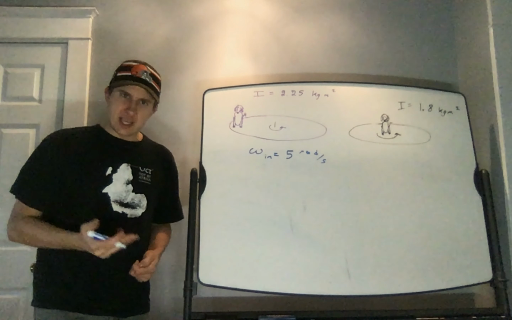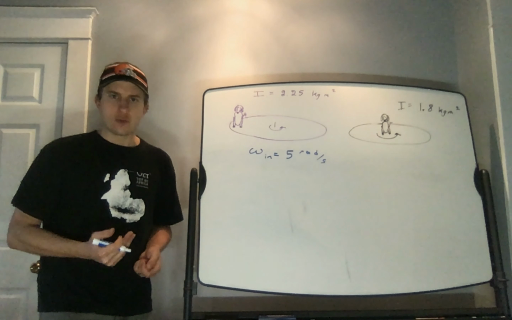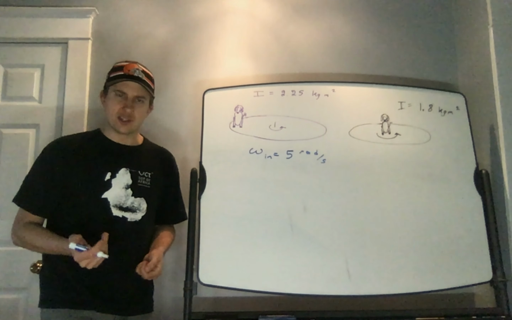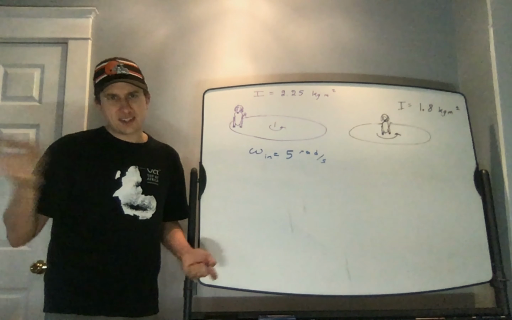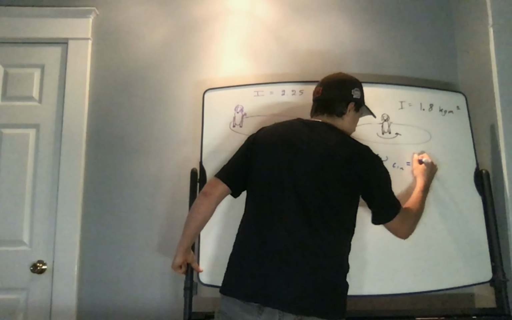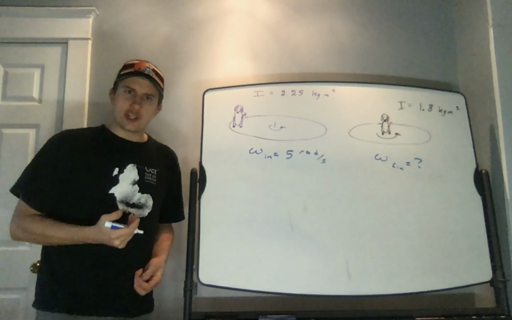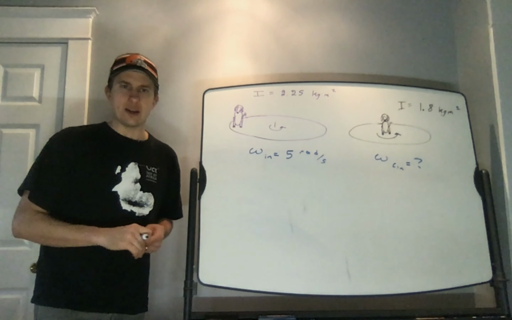We are told if the dog decides it wants to get up and move towards the center of the merry-go-round, what will the merry-go-round's new rate of rotation be with the dog sitting near the center? So that's essentially asking what is omega final equal to? To answer this question, we are going to use the idea of the conservation of angular momentum.